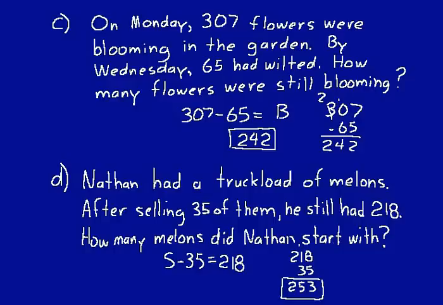Okay, so on word problems, remember you should read them through first and then go back and look for keywords that helps you decide what kind of a formula to set up to help you solve the problem. Look at the question that's being asked and just set your whole problem up based on answering that question. How many flowers were still blooming? How many melons did Nathan start with? Just whatever it is, make sure that you're going to be answering that question with the formula that you set up.